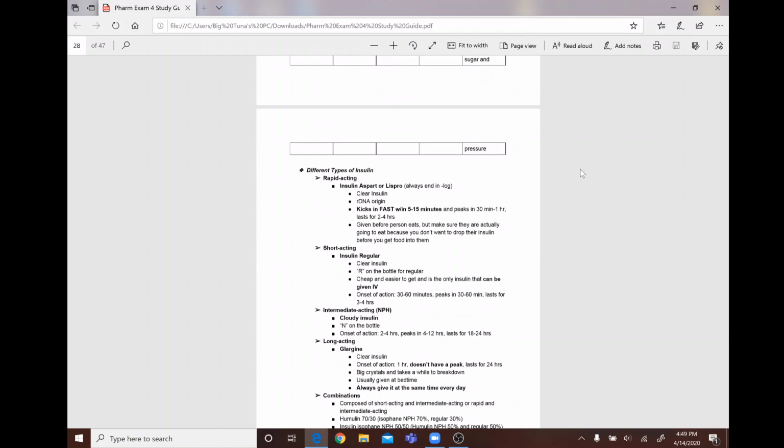Rapid acting is insulin aspart or Lispro. They end in "log." It's a clear insulin. Kicks in fast within 5 to 15 minutes. Peaks 30 minutes to an hour. Lasts 2 to 4 hours. So give before a person eats, but make sure food's in the room so they can eat it, because it kicks in fast.